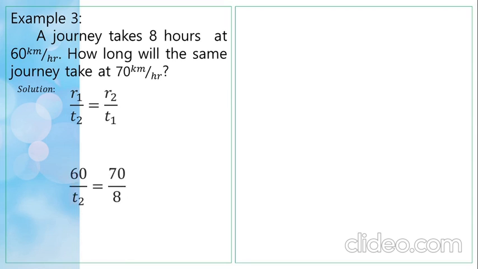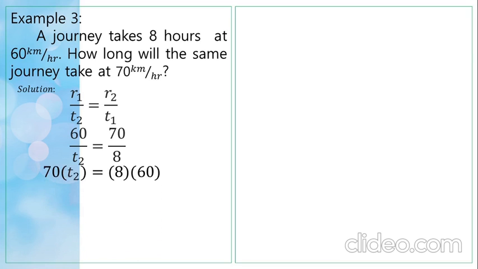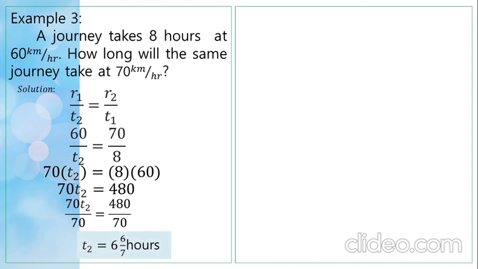By substitution, we have 60 over t sub 2 equals 70 over 8. We get their cross products. So we have 70 times t sub 2 equals 8 times 60. 70 t sub 2 equals 480. We divide both sides by 70. Therefore, t sub 2 is equal to 6 and 6 over 7 hours. Next example.